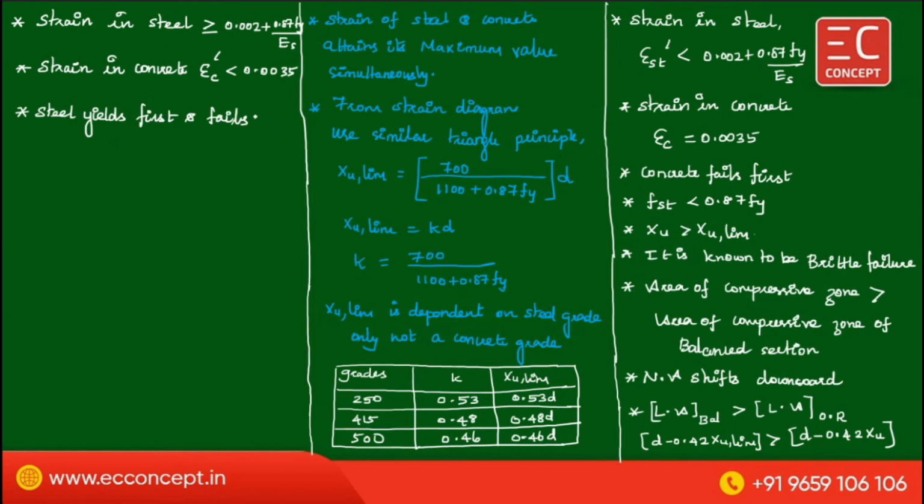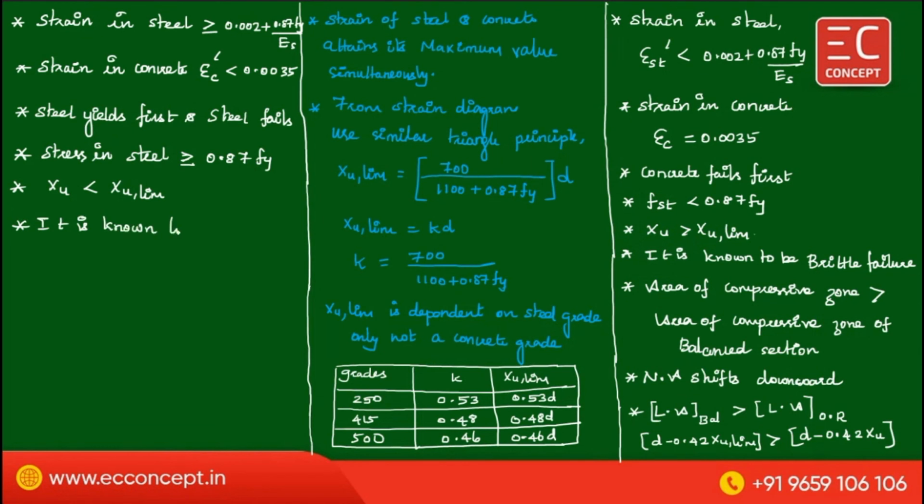First, steel fails. Now here, the stress in steel is less than 0.87 Fy here, but here it is more than or equal to 0.87 Fy. Now, what is Xu? Xu is less than Xu limited. And this failure is what? It is known to be a ductile failure.